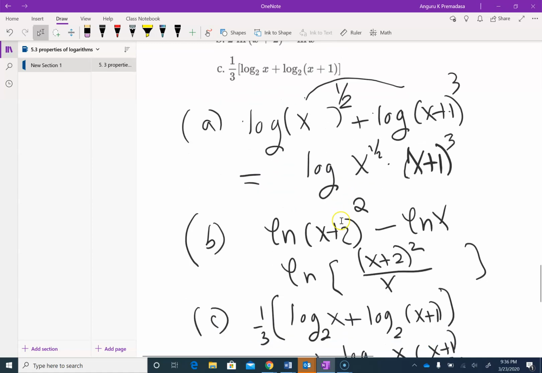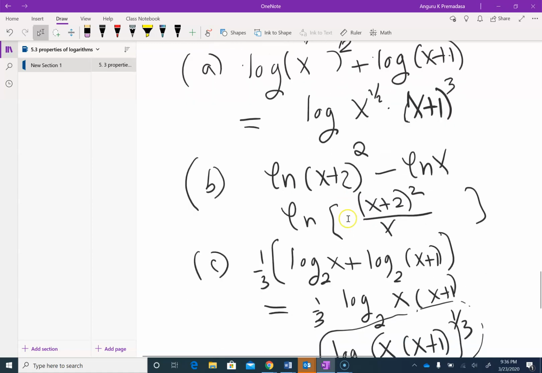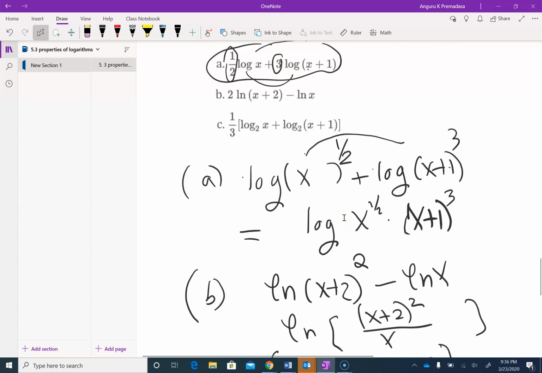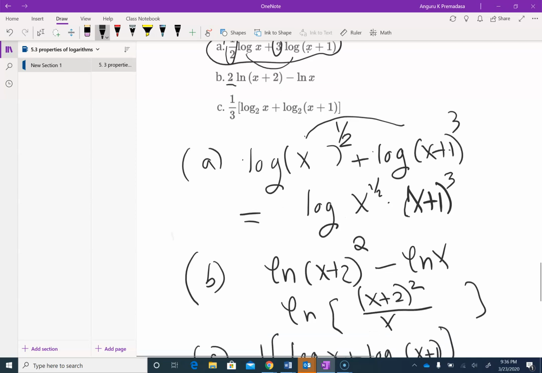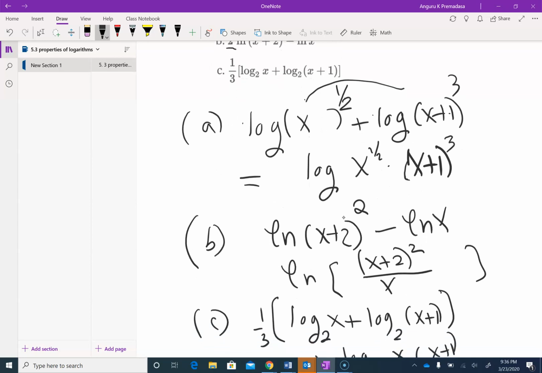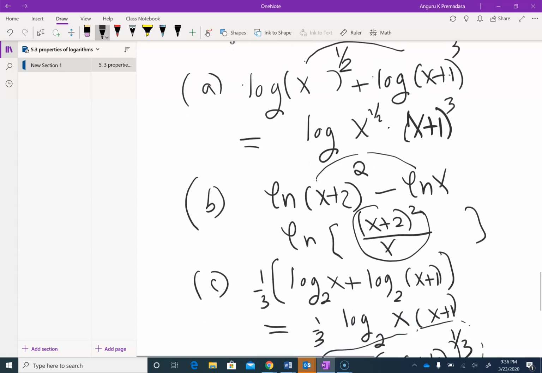So let's go to the second one. So if you go to the second one, you have this. So in the second one, again the same argument. You need to get rid of the 2. So the 2 comes as a power of the quantity x plus 2. So x plus 2 squared minus natural log of x. And then now there's nothing in front and you have a difference. So the difference of two logs is the log of the quotient. So you can bring this into a common log, x plus 2 squared divided by x.